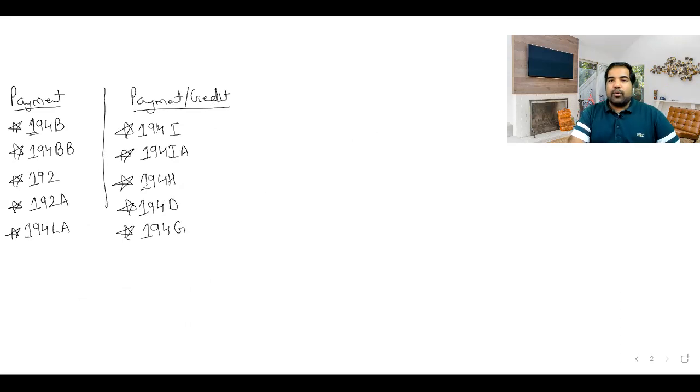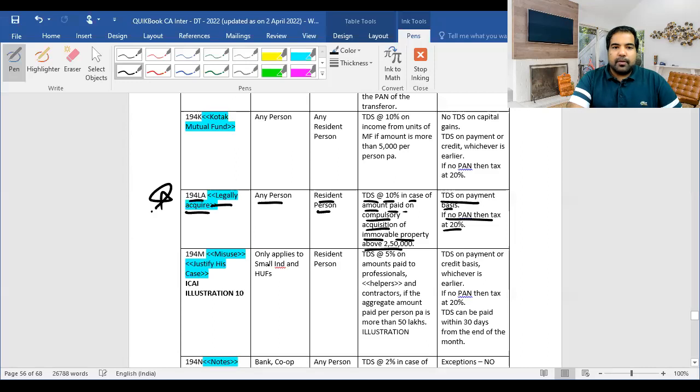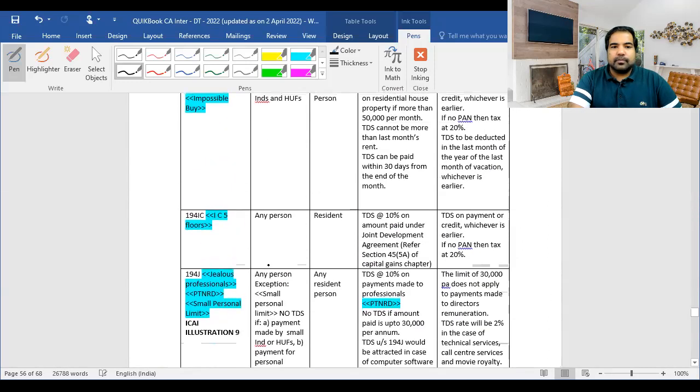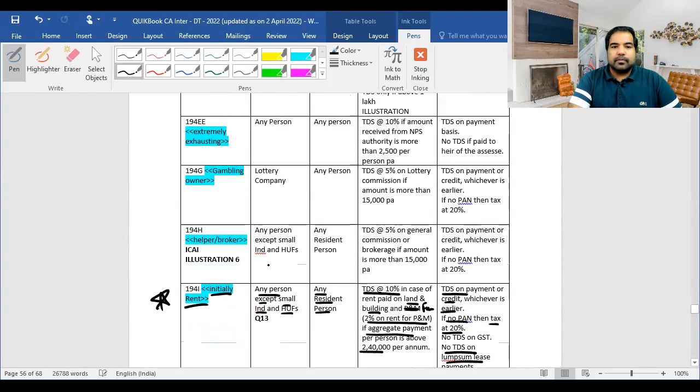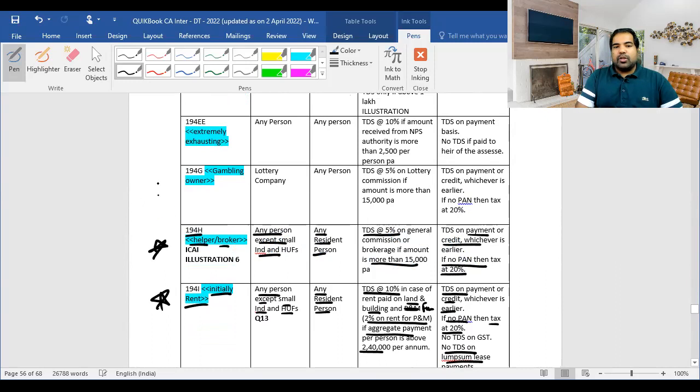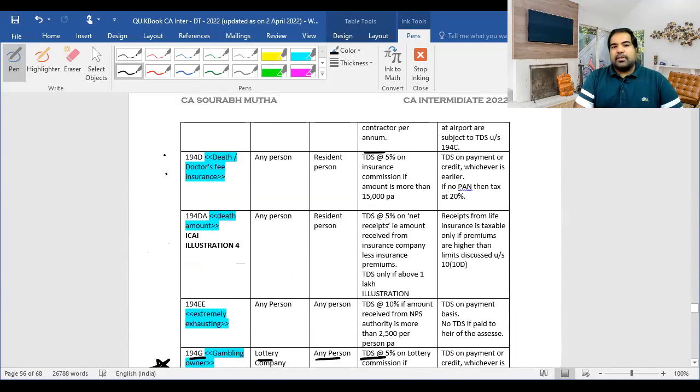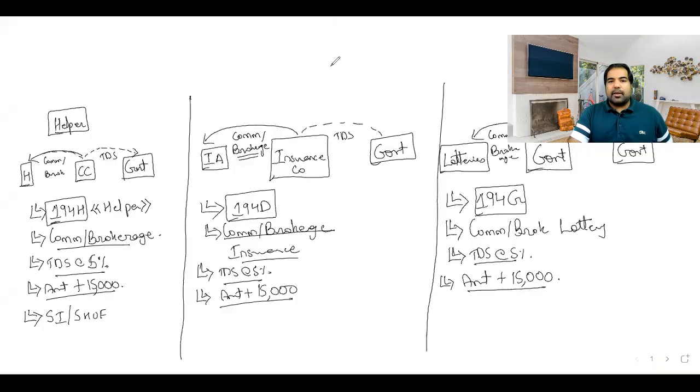Let's move ahead to the Quick Book and read it from there. (194H) Helper or brokerage. Any person except small individual, small HUF, to any resident person. TDS at the rate of 5% if the amount is more than 15,000. Payment or credit, whichever is earlier. If no PAN, then 20%. That is 194H. This is G, same thing, except it's on lottery company paying it to a lottery agent. And 194D is here. Insurance commission paid, otherwise everything is the same. So these are three sections that we've just done. Let's move ahead to the next one now.